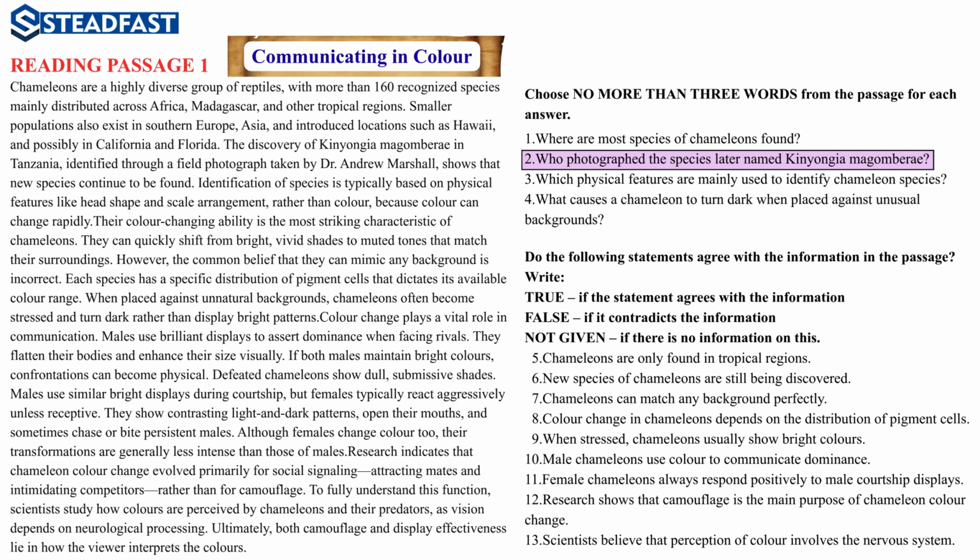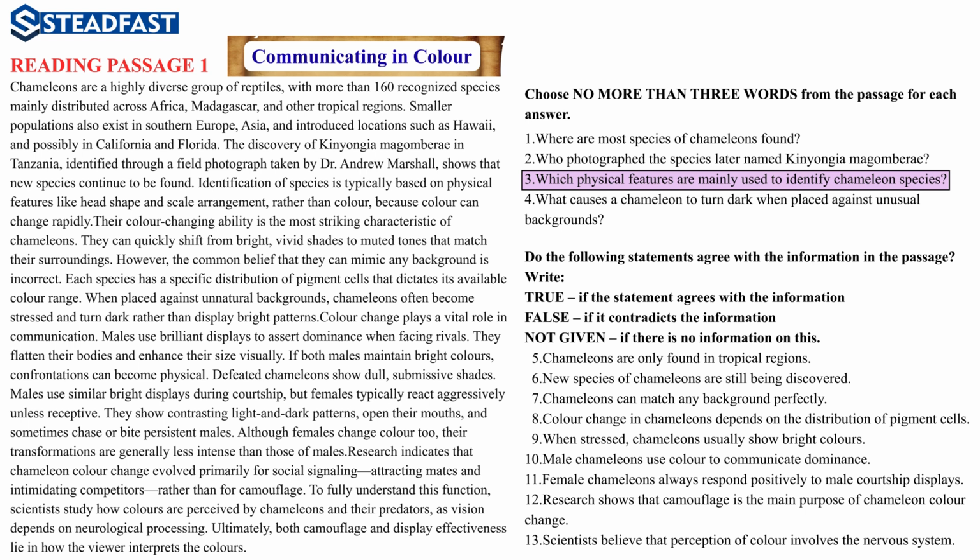Who photographed the species later named Kinkongia magumbara? Here let's see in the same passage, identified through a field photograph taken by Dr. Andrew Marshall. Here there is a direct name, so it was Dr. Andrew Marshall. And the next question 3.